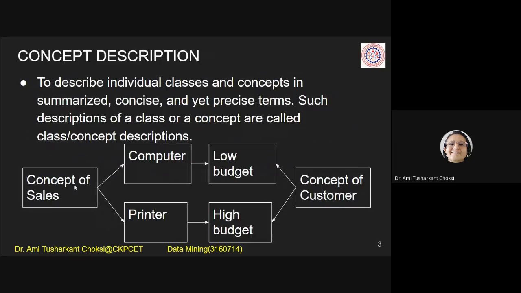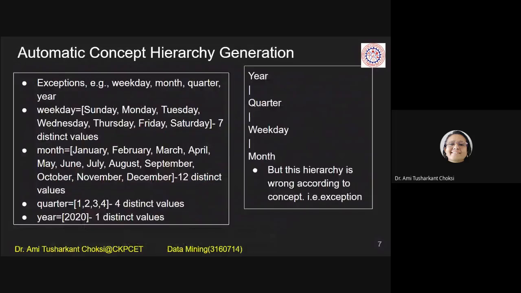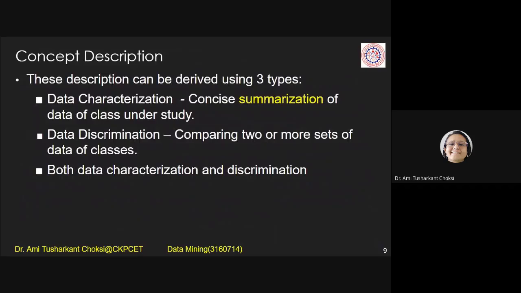For the concept of sales, we said it has, say, computer and printer. For the concept of customer, we considered low budget and high budget. You can say, is it only that? Don't we have anything more than that? See, we can have. Here, what we represent is whatever our perspective is, whatever is required for that particular application. Fine. So concept description, how to describe that?